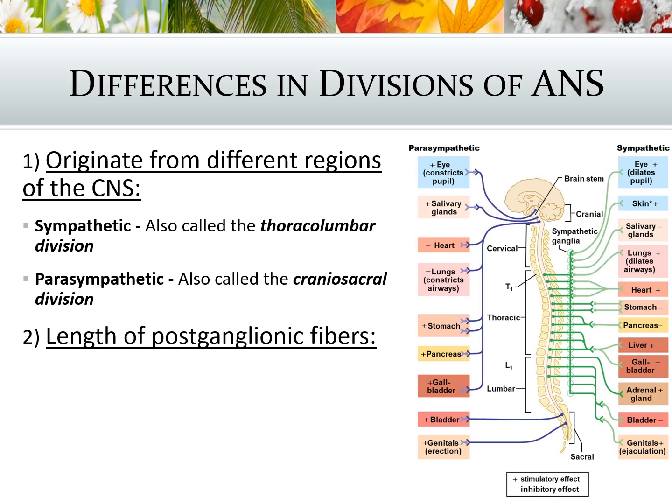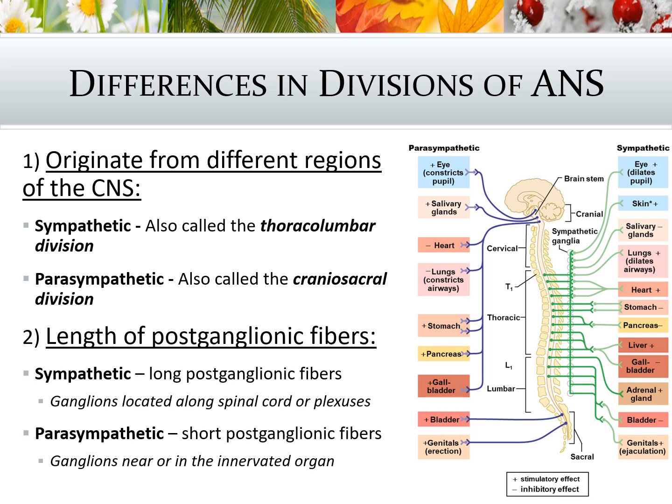Our second difference is that the length of the postganglionic fiber is different between the two divisions. In the sympathetic division, we have very long postganglionic fibers because the ganglia are located along the spinal cord. So the preganglionic fibers are pretty short. They're coming right off the spinal cord and synapsing in those ganglia right along the spinal cord. There are also plexuses, and we'll talk about those in a minute.